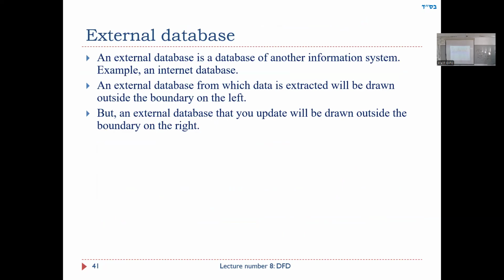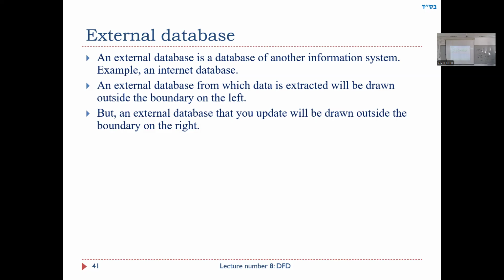External database: a database of another information system, such as an internet database. It could be that I update information from some other database on the internet or from the IRS. I connect to their database to verify that the tax ID exists, right? He told me his tax ID number is this. I have to see if the IRS recognizes it.